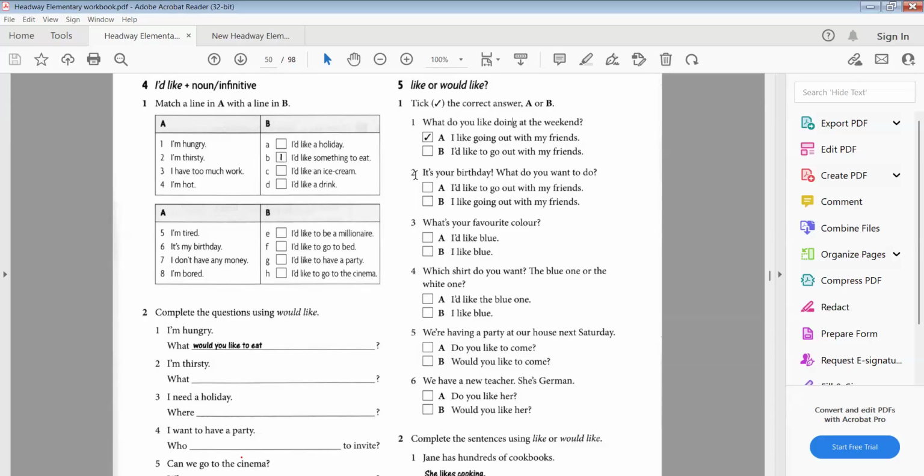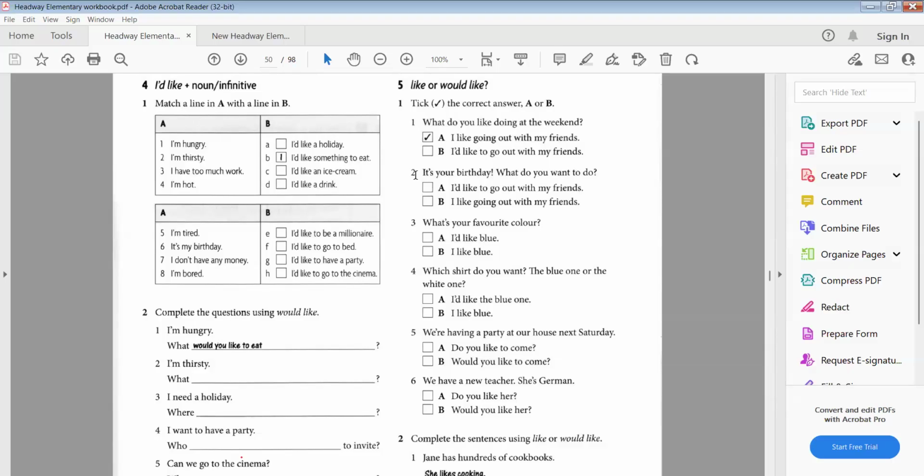So let's do number 2. Who would like to answer number 2? If it's possible, I may do it actually. Yeah, Said, you can do it. Number 2: it is your birthday. What do you want to do? I think I'm going with answer A. I would like to go out with my friends. Yes. Why? Because he asked what do you want to do on your birthday? Exactly. At that moment when it's your birthday, what do you want to do? So the answer would be, I'd like to go out with my friends. That's correct.